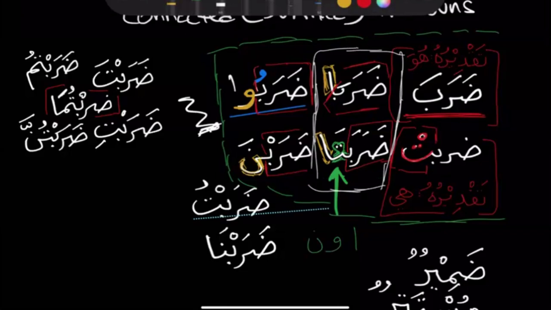Now, over here, darabta. So, I think it's clear for you. Here's your verb, darab, and the ta is your pronoun. Fatha for the masculine, anta. Darabta anta. Anta darabta. Anti darabti. Antum darabtum. Antunna.